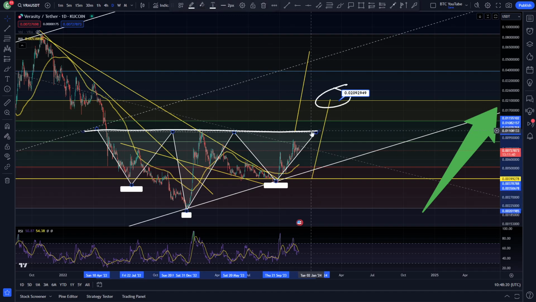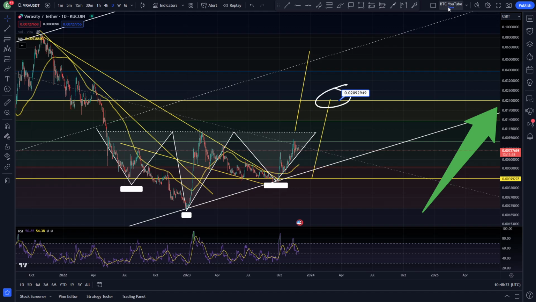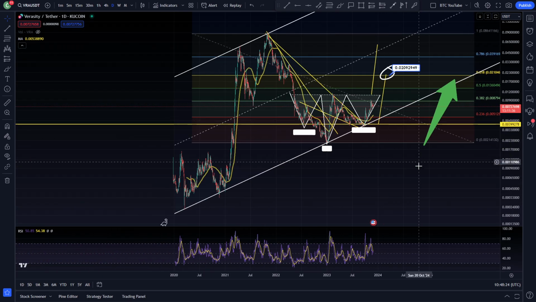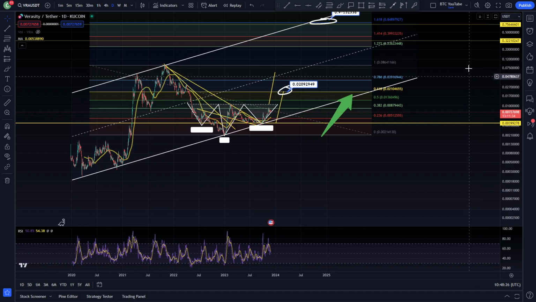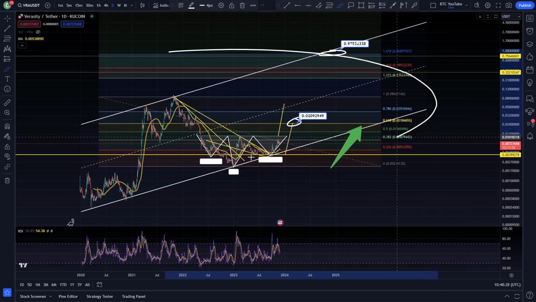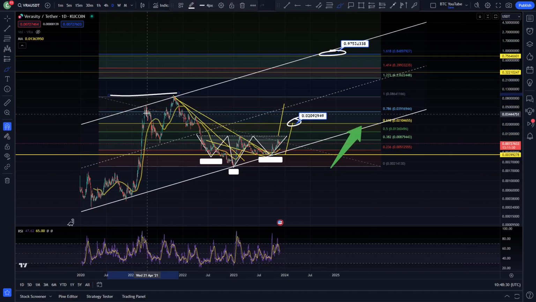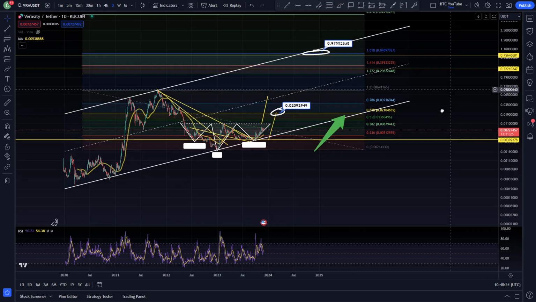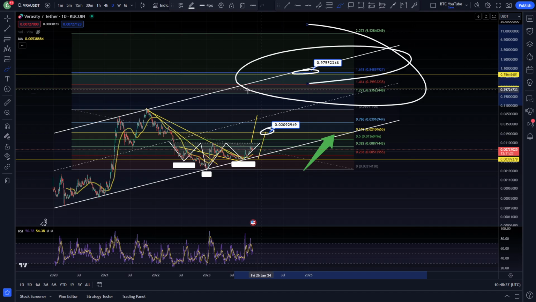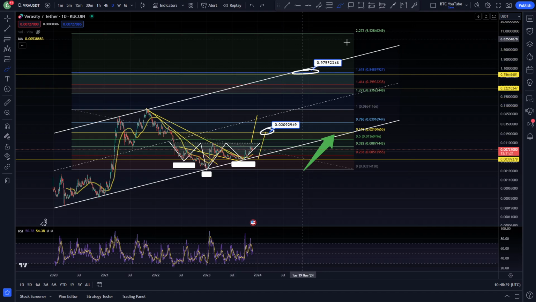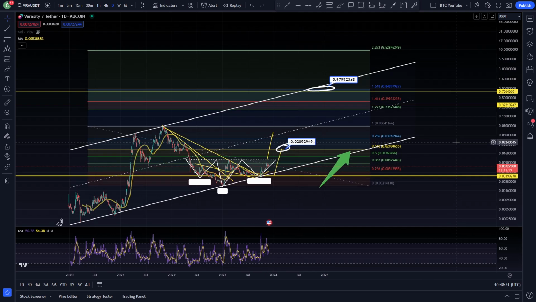Overall, long term, I do think Verasity is going to do very well. In the short term, it does look as though it is gearing up for a move to the upside, in my opinion. You can see on the macro here on the daily, I've had all this marked out for such a long time. Fibonacci pulled from the bull market high down to the bear market low. And you can obviously see the targets that we are looking for here for Verasity going up towards that $1 or $2 area would obviously be absolutely insane.